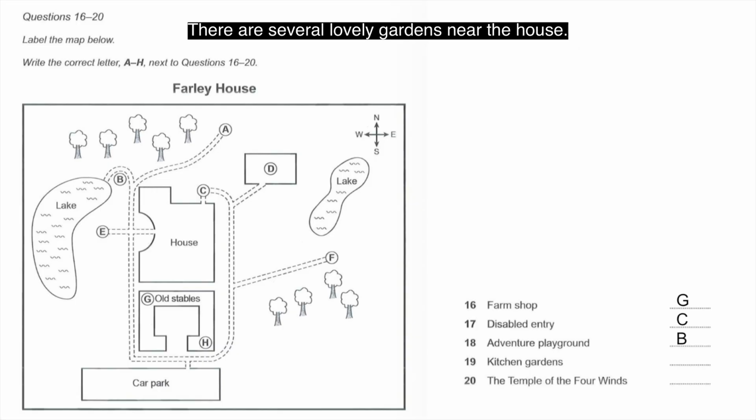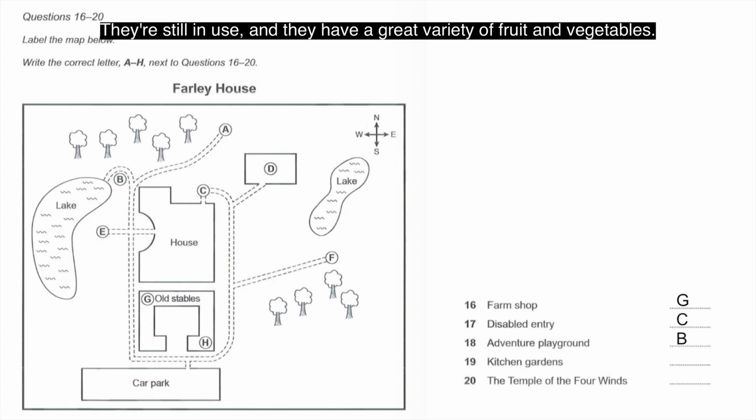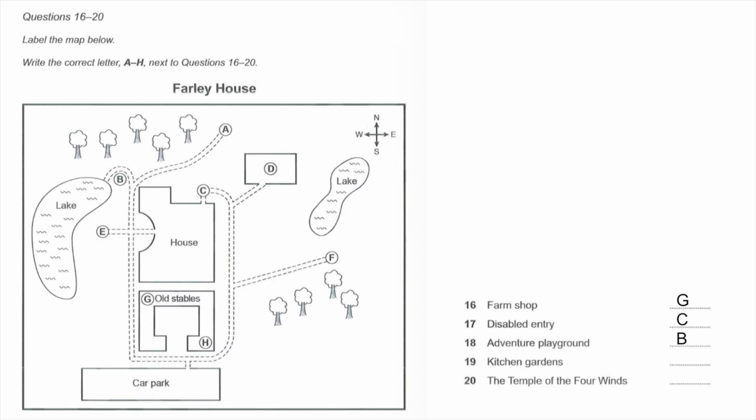There are several lovely gardens near the house. The kitchen gardens are rectangular and enclosed by a wall. They're to the northeast of the house, quite close to the smaller lake. They're still in use, and they have a great variety of fruit and vegetables.